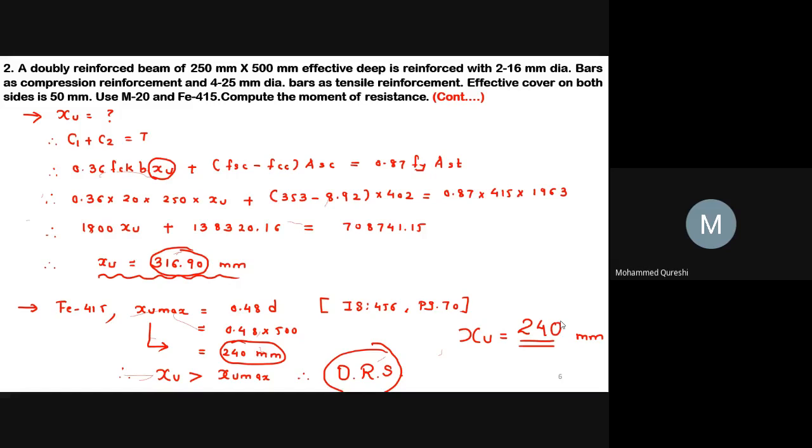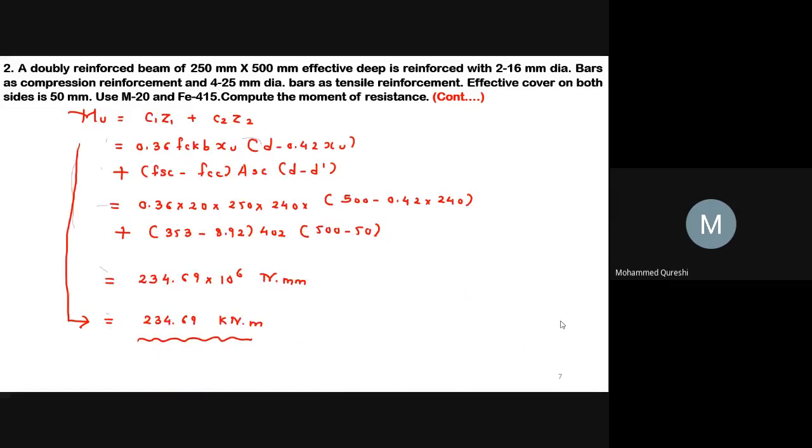After checking the condition, if XU is less than XU max, then the section is under reinforced. If XU equals XU max, then your section is a balanced section. If XU is greater than XU max, then your section will be an over reinforced section. Remember that for an over reinforced section, you have to consider the value of XU as the minimum of XU and XU max. After calculating both values, you have to find the moment of resistance, that is Mu, and by using the equation C1Z1 plus C2Z2, you may easily calculate the value of Mu.